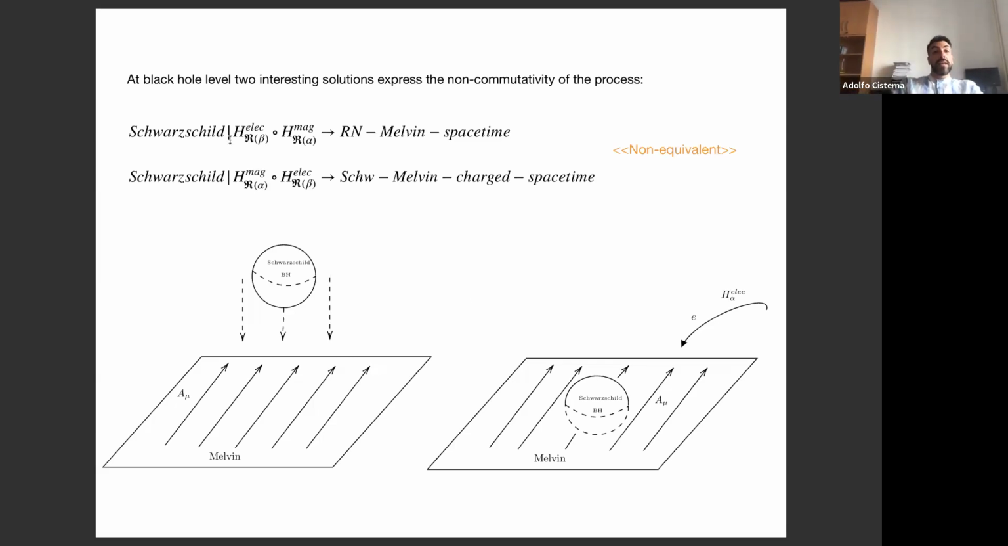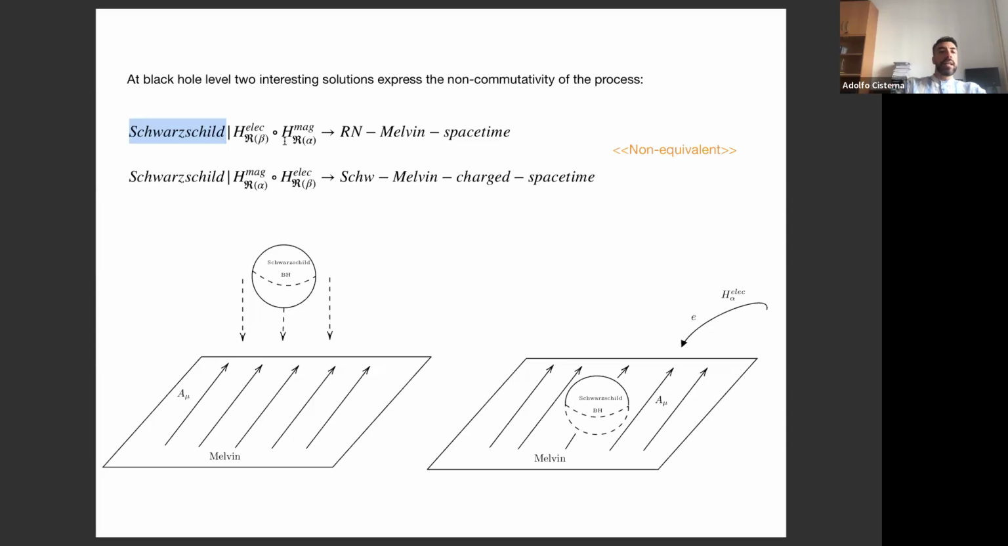So let's say that I will take Schwarzschild as my seed spacetime. This is the solution of my Einstein-Maxwell equations that I know, Schwarzschild, of course with no gauge field. So I'm going to apply an electric Harrison transformation. The effect of this electric Harrison transformation, in the case where the parameter beta is real, will be simply to endow my Schwarzschild spacetime with a magnetic monopole, for example. So I'm going to have magnetic Reissner-Nordström.